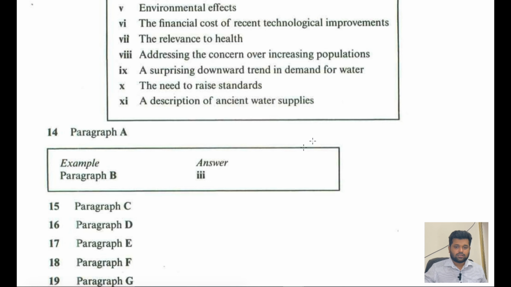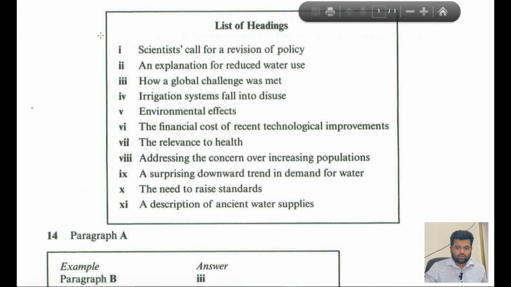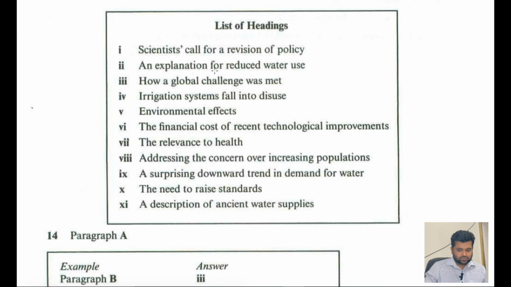Okay, what do you see? Number one, scientists call again. No, we don't find any scientist in para 3. Explanation for reduced water use. No reduced water use. What this para actually says is the problems created by water supply. We don't find any irrigation, environmental hazards, or any effects on the environment. Financial costs of recent technological development. We don't find. The relevance to health. Actually in this para we find sanitation services.